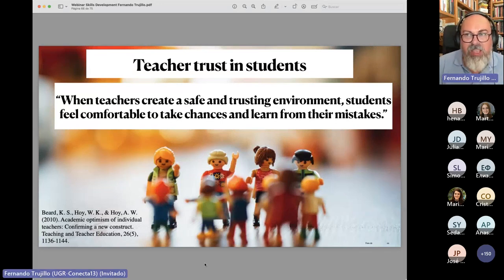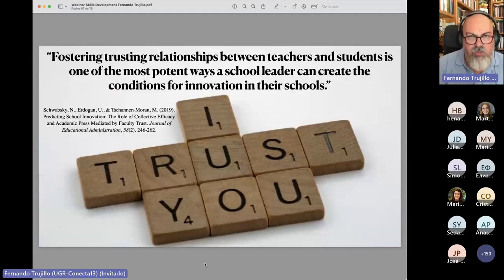When teachers create a safe and trusting environment, students feel comfortable to take chances and learn from their mistakes. We cannot have agency without trust. We cannot have ownership without trust. We cannot create efficient, appropriate learning situations without trust in students. Fostering trusting relationships between teachers and students is one of the most potent ways a school leader can create the conditions for innovation in their schools.